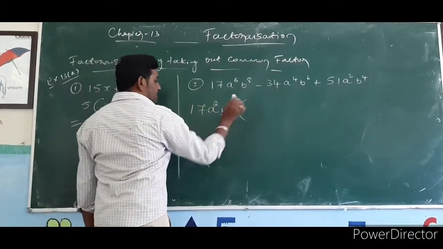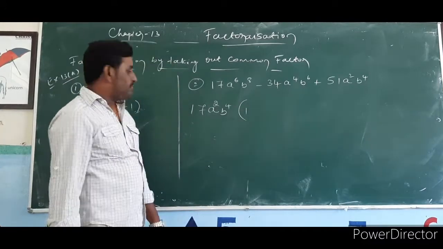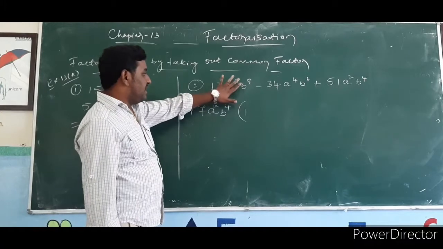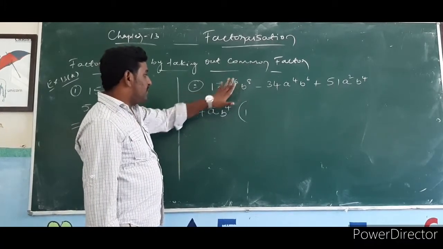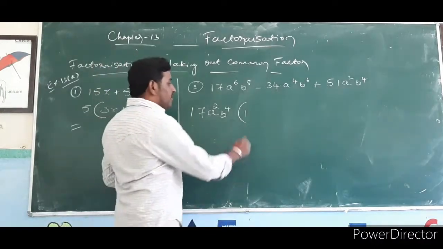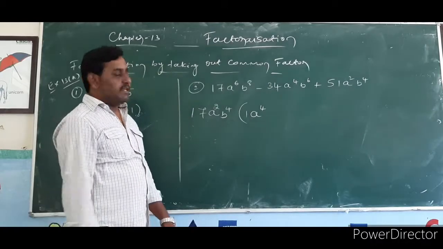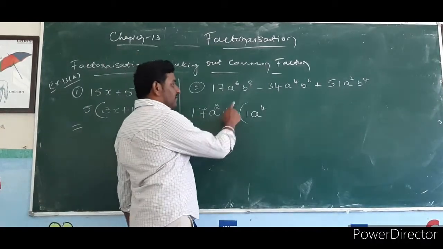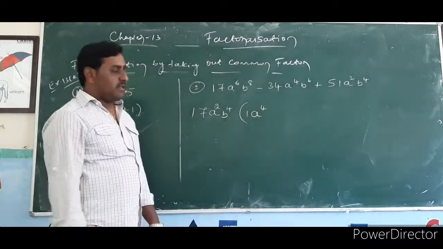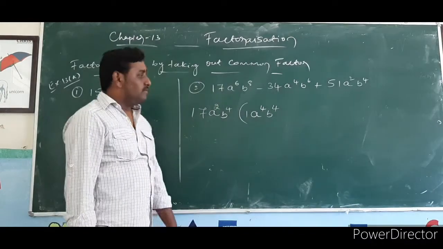17 goes by 17 one time. No problem, you can write it as 1. Here a to the power of 2 is outside, and here a to the power of 6 is there. In a to the power of 6 you already removed 2 a's. How many a's are there? 4. So in 6, 2 we are taking outside, 4 remains. Here b to the power of 8 is there. In 8, 4 we are taking as common outside. What is the remaining part? b to the power of 4.